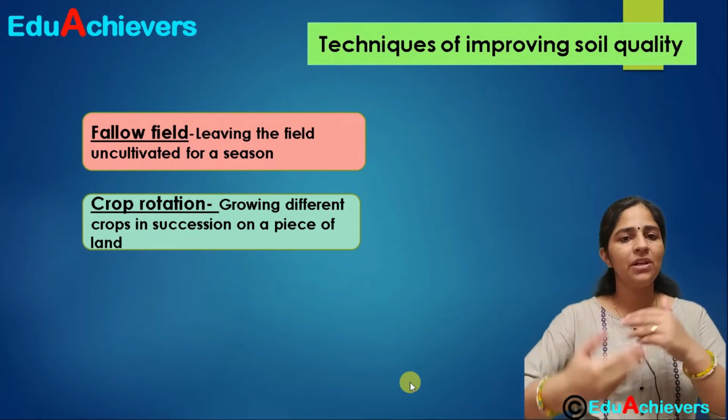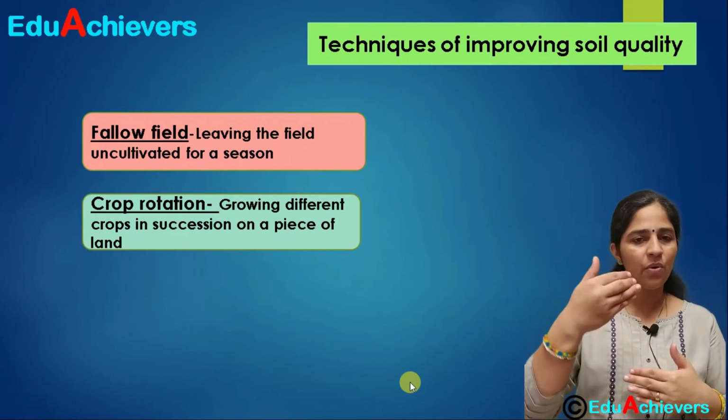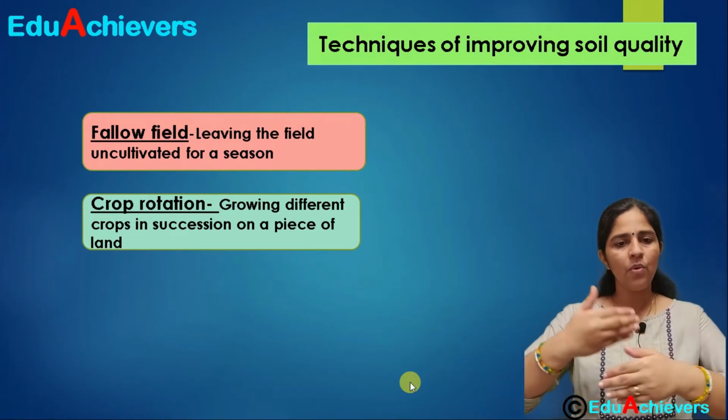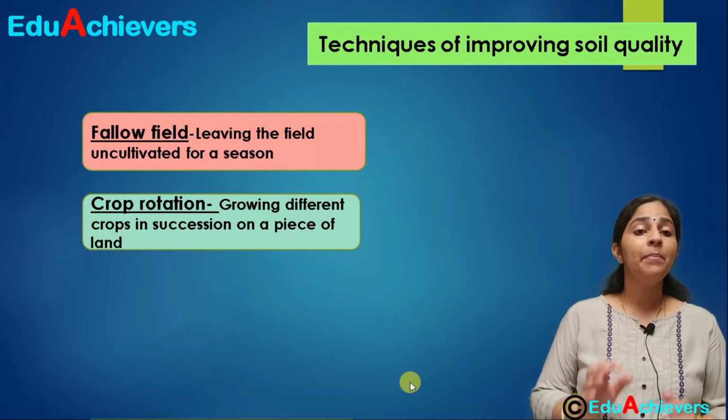So what can be done? Crop rotation can be done. 1 year I have grown wheat, next year I can grow mustard, I can grow peas, or I can grow some other plants. Fine. So I can grow those crops in rotation. Fine. And the next one is multiple cropping.